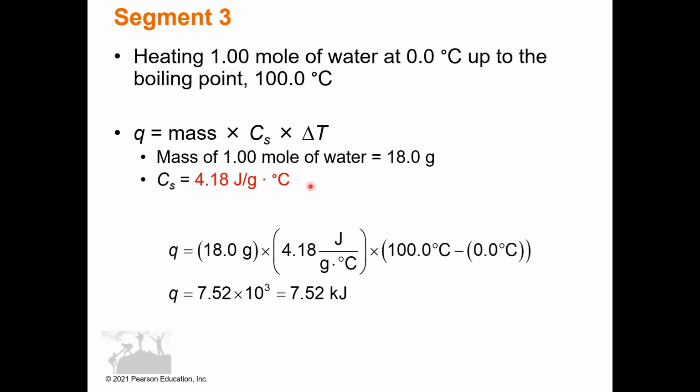Now here's a value that looks familiar. It's the specific heat of water. When we plug in our values, we get 7.52 kilojoules.